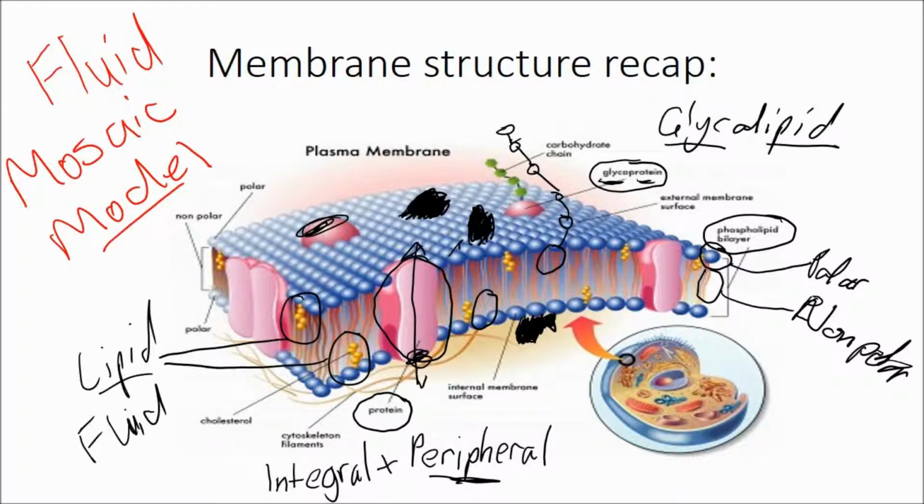The mosaic component described how there were many different parts of the plasma membrane, as we've detailed in this little recap. It had many different parts, including the polar and non-polar components of the phospholipid bilayer. It had embedded proteins, lipids and carbohydrates, and it really formed this structural mosaic.